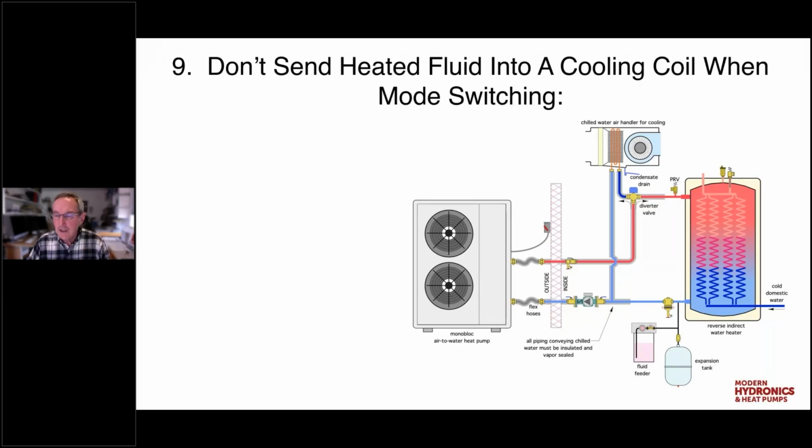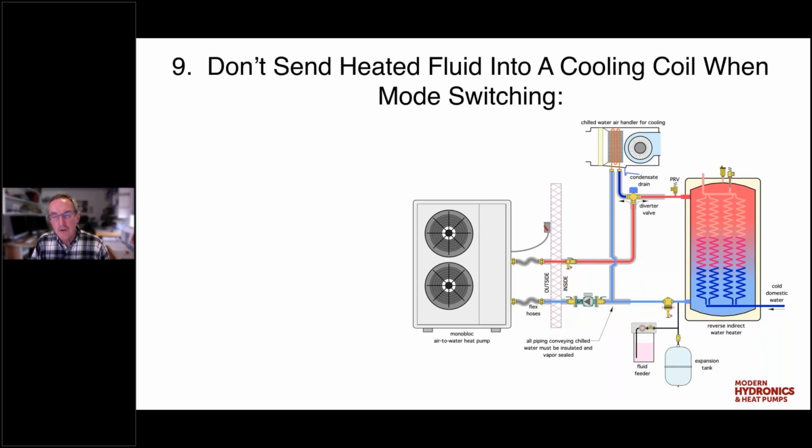If we need to heat the domestic hot water, the diverter valve is going to take the flow coming from the heat pump and send it to that tank. If we're operating in cooling, the diverter valve is going to send the chill water up through the coil in the air handler. That's all fine.